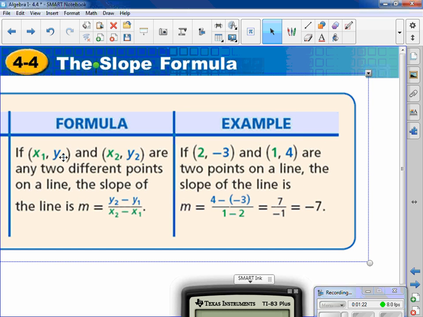I'm going to have the points x sub 1, y sub 1. These sub numbers don't mean multiply, they don't mean exponents. They're just labels. So I have x sub 1, y sub 1, and x sub 2, y sub 2. Those are my two different points. The formula for slope: m equals y2 minus y1 over x2 minus x1. This is one of those formulas you need to have memorized that we're going to use over and over again.